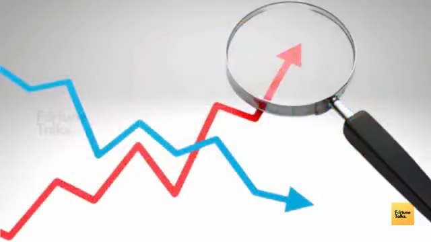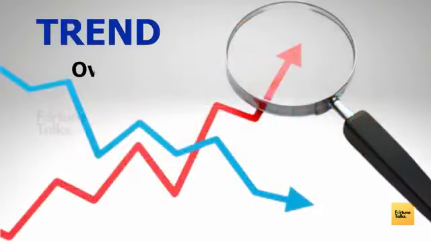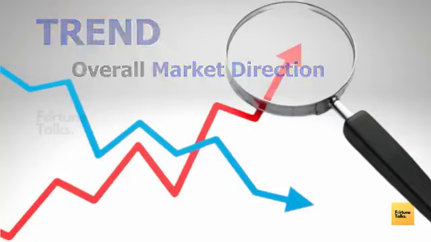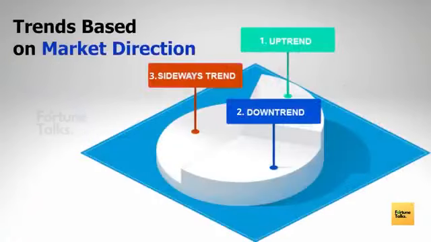So in the stock market scenario, a trend is the overall direction of the market during a specified period of time. In the stock market, there are mainly three types of trends. Number 1, the uptrend. Number 2, downtrend. And number 3, sideways trend.